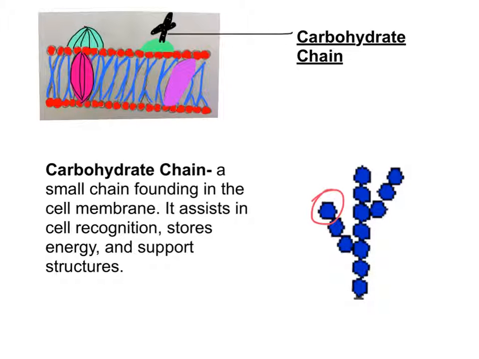Carbohydrate chain. It's a small chain found in the cell membrane. It assists in cell recognition, it stores energy, and it's a supporting structure. So here I circled the carbohydrate chain. On here, it's right on top. It's like the black cross.